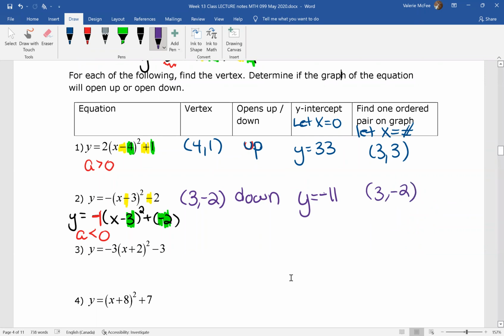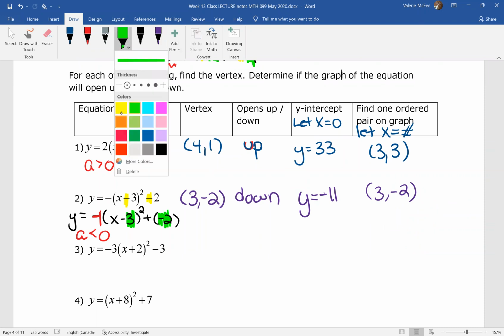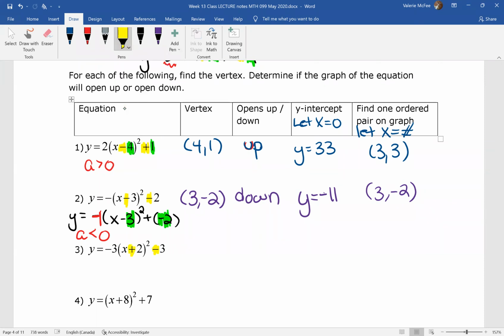Why don't you pause your video and see if you can find the vertex for question 3. It's a little bit tricky, I think. Again, we know that we need to have (x minus h) squared plus k. Both of these signs are not what the formula says they should be. We should rewrite this.